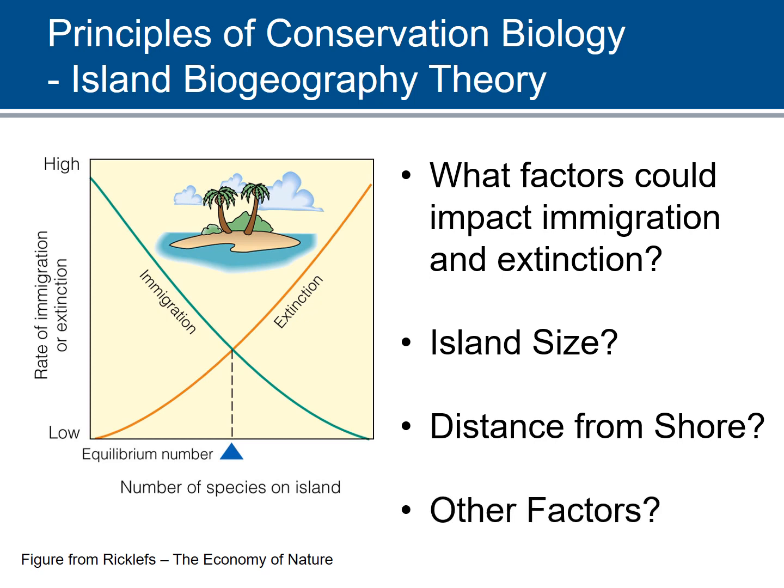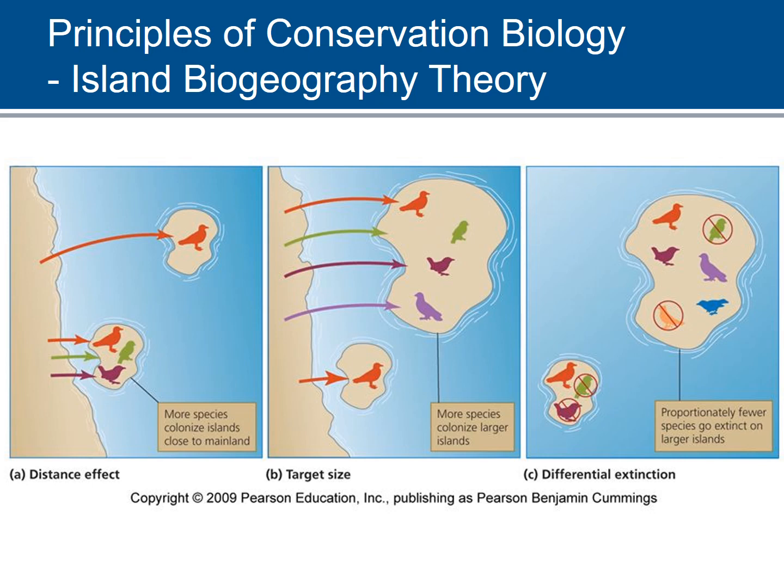What about some other factors? Maybe the different types of plants that there are on the island, how many different resources and how many different niches there are. All of those could be important. So let's look at a couple of these. So first of all, the distance effect on the left-hand side.